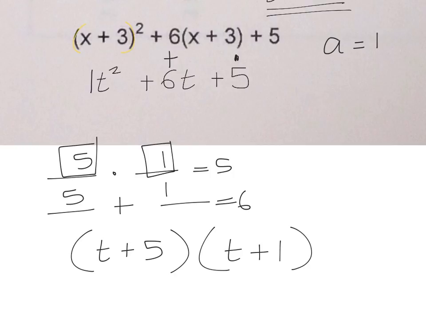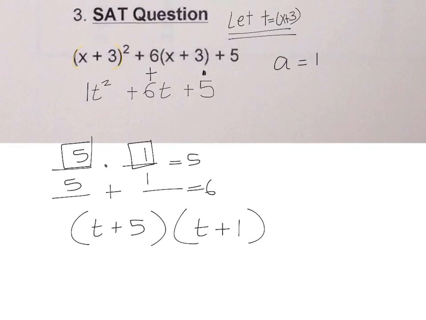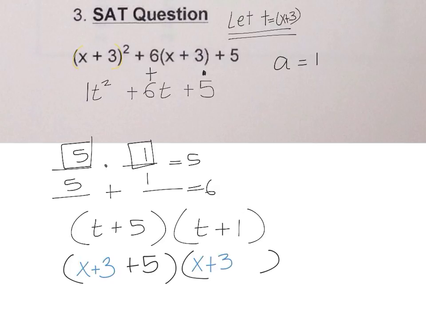Okay, there you go. I factored this problem. Now, the last step, you need to replace the t by what you assumed it is. So what did I say at the beginning? Let t be x plus 3. So once I factor it and I'm done factoring, I can now replace t by x plus 3. You see that? So now it's x plus 3 plus 5. And the second factor, I can also replace the t with an x plus 3. And then I put the plus 1.